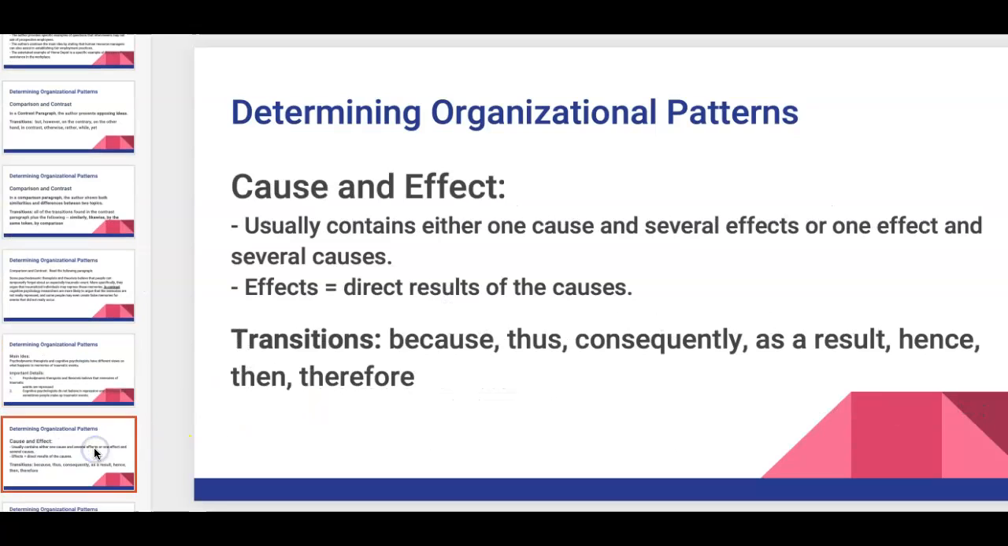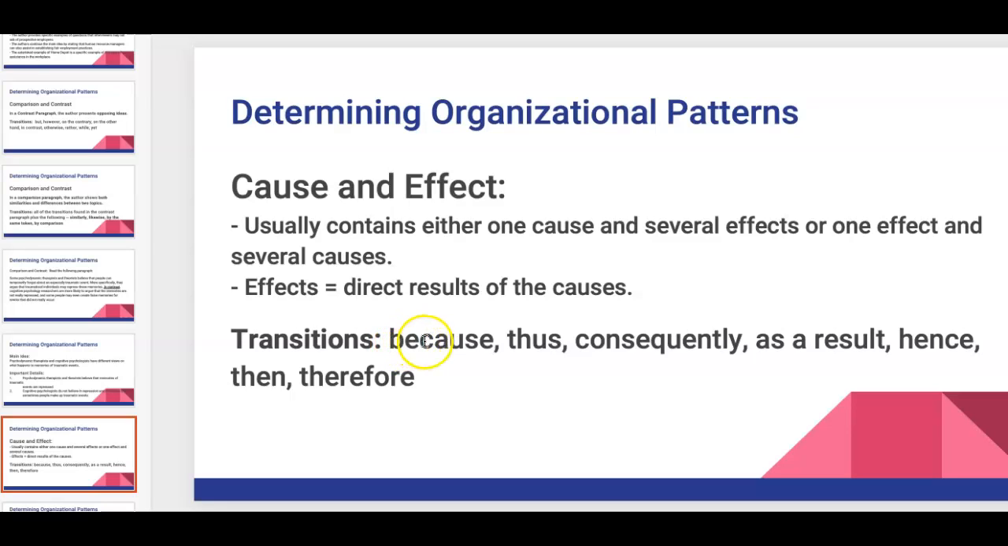Next one, cause and effect. Cause and effect paragraphs typically contain either one cause and several effects, or one effect and several causes. And an effect is the direct result of the causes. So you're looking for transition or signal words like because, this happens because of this, or thus, or consequently, as a result, hence, then, therefore. All of these words kind of help you come to a conclusion, like an effect. Okay?